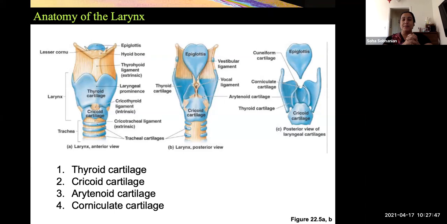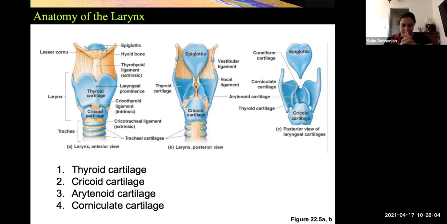The second picture is basically showing you the larynx in the back with the connective tissue and all of the ligaments. And then the third one is just showing you the back view, or posterior view, without any of the ligaments. So just the 4 cartilage sets.